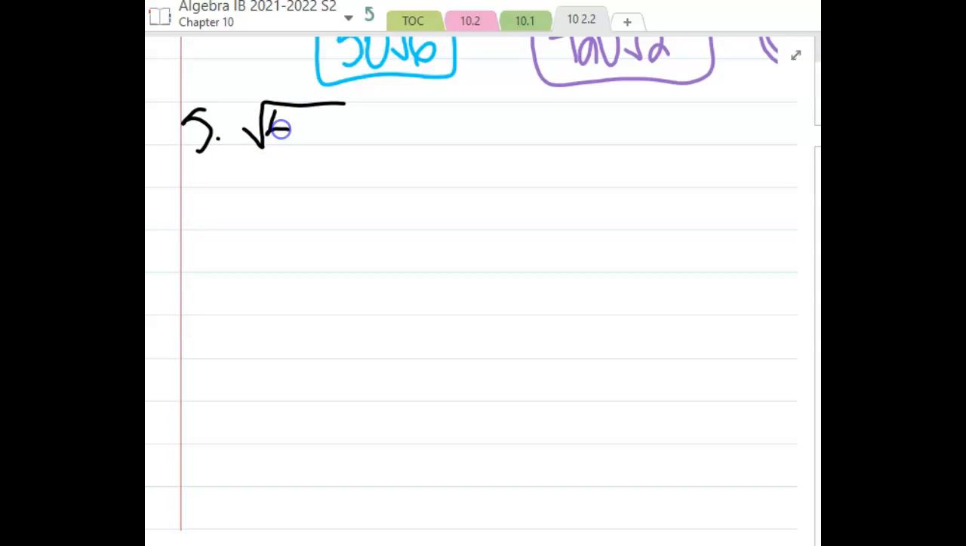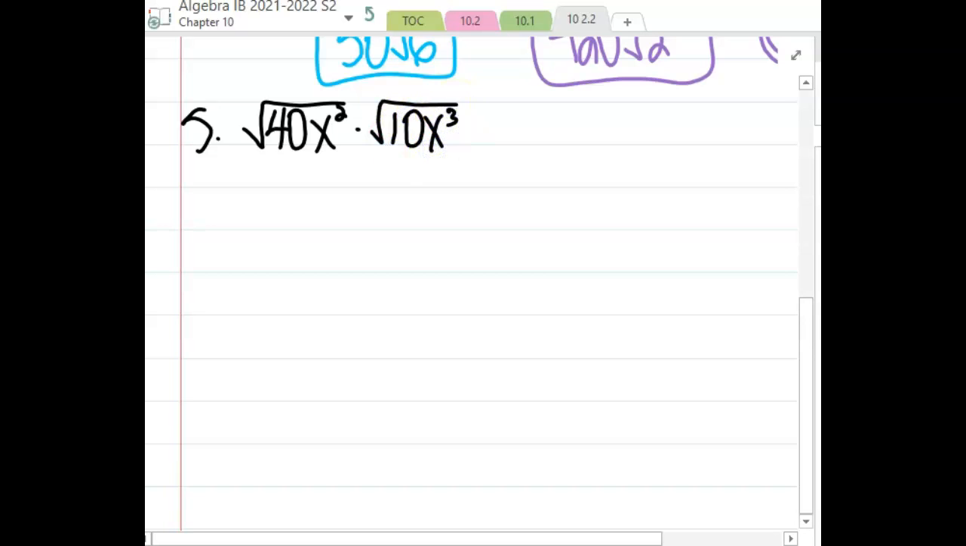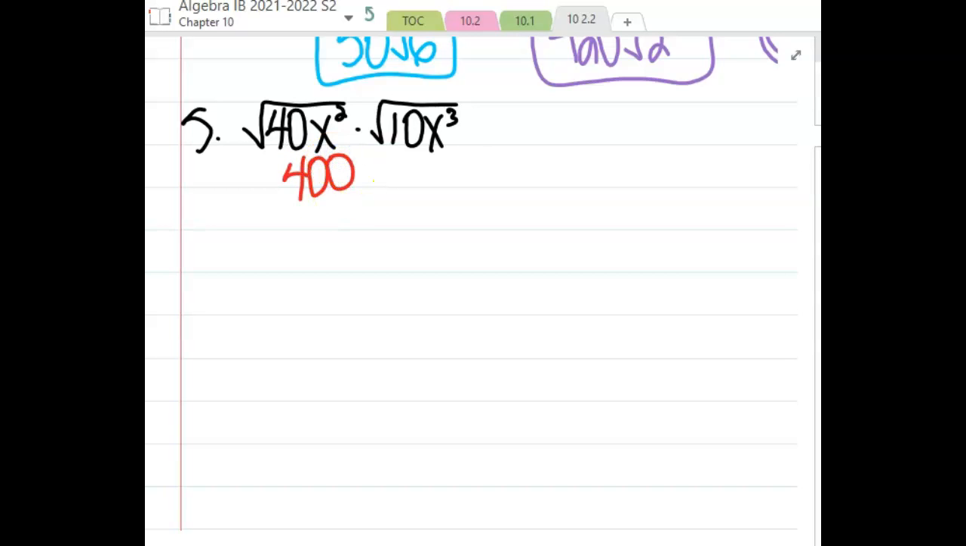Okay, number 5 says the square root of 40x squared times the square root of 10x cubed. Now, both of these are under the radical, so you can multiply them together, even the variables. So we would take 40 times 10, which is 400. Now review our exponent rules here. What happens when you multiply x squared and an x cubed? You add them. So we would have x to the 5th. Is this inside or outside? Inside. Yeah, it stays inside.